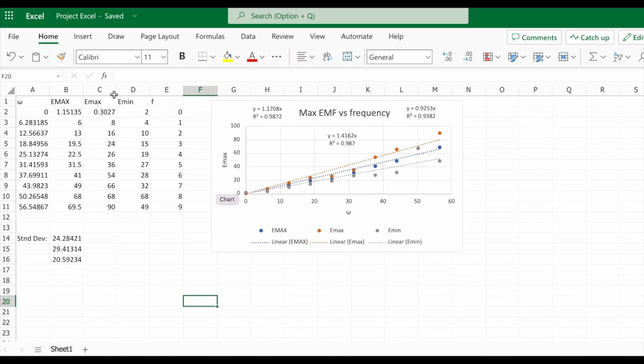So what we did was we graphed the minimum as well as the maximum and the mean of the two. And for these graphs, we got the mean of the two to be the most precise, with an r-squared value closest to 1. And so this is the equation we chose to use for the max EMF in the rest of our calculations.